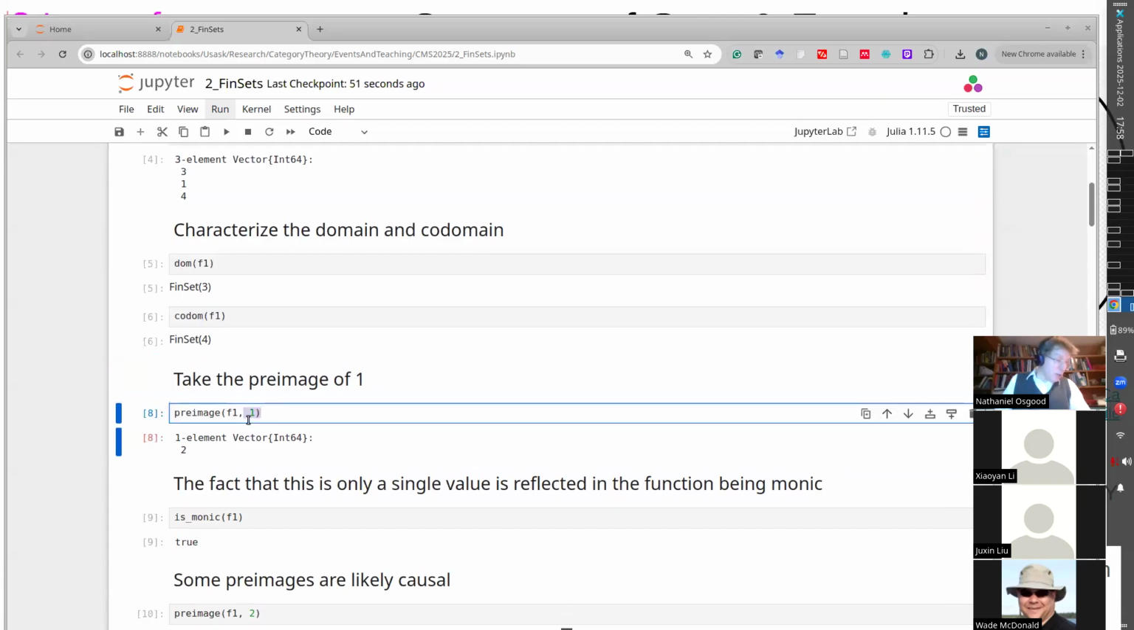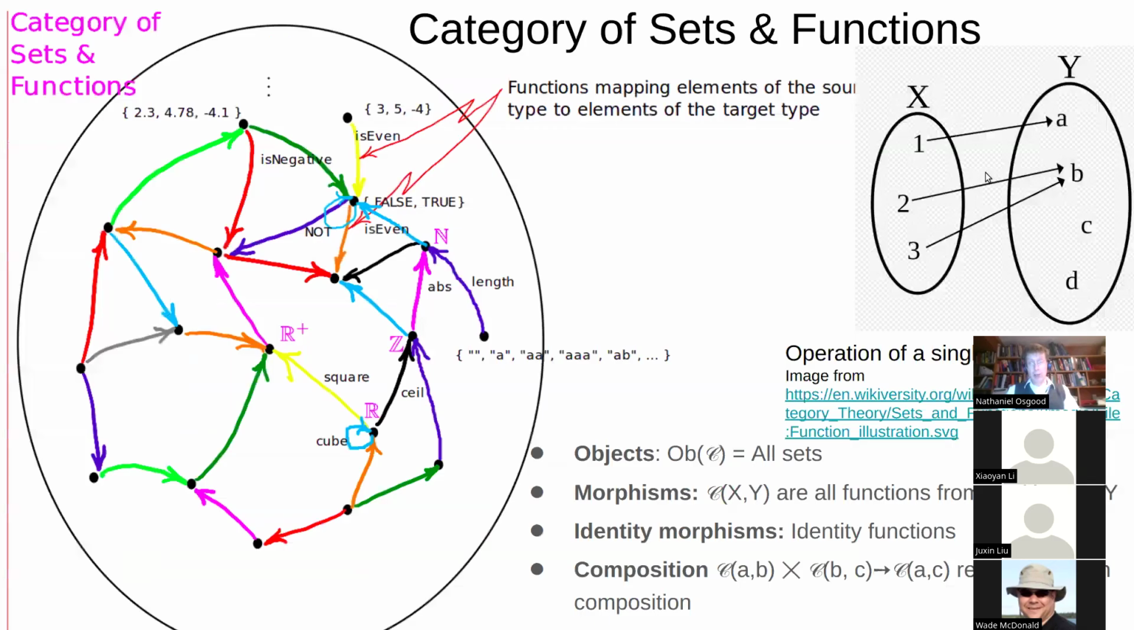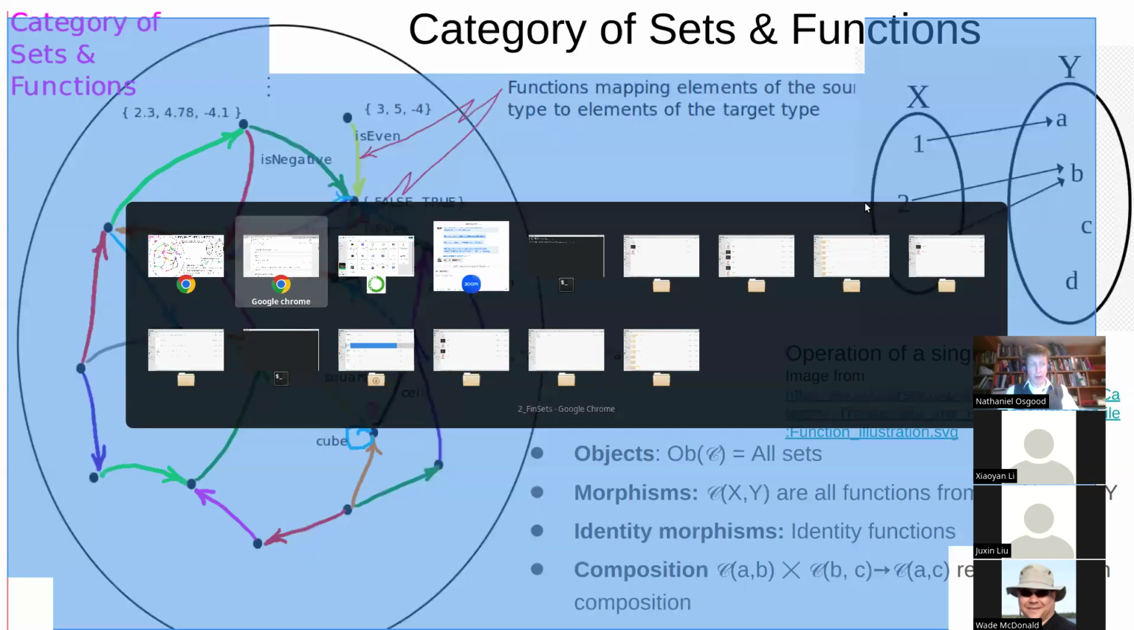Now, we can do some nicer things yet. We can take the preimage of this. So we can ask, tell me all things in X that map to, for example, 1 here.